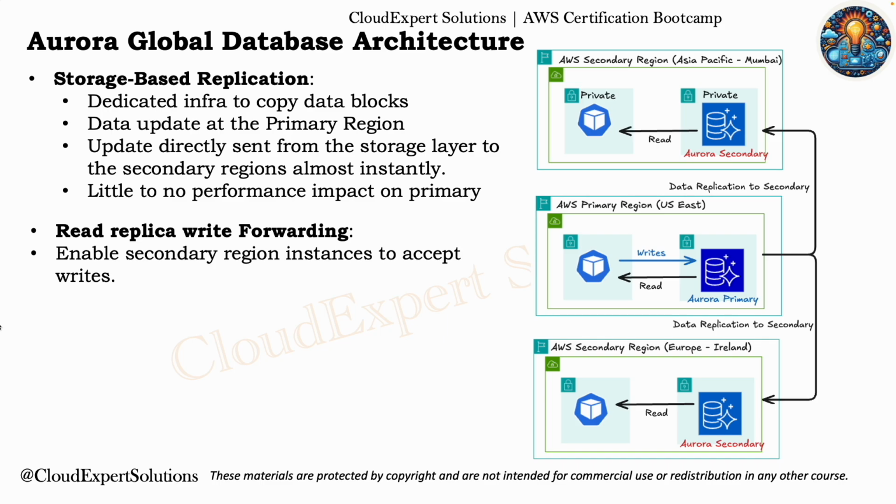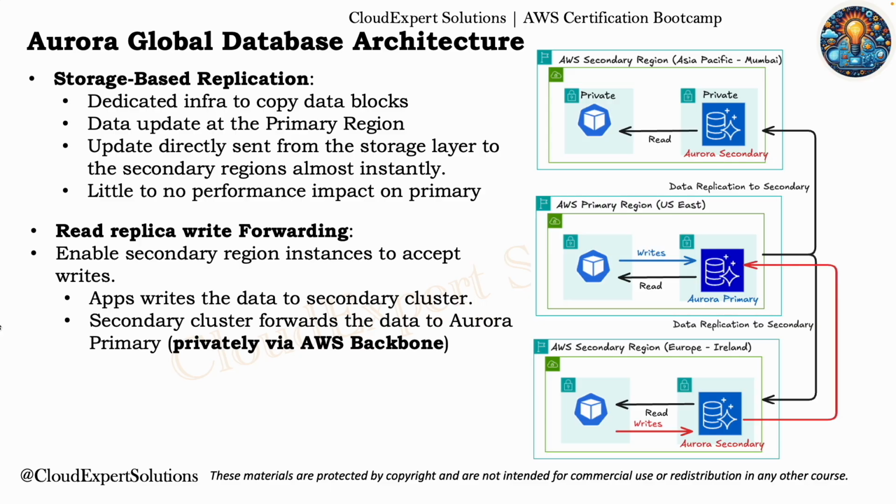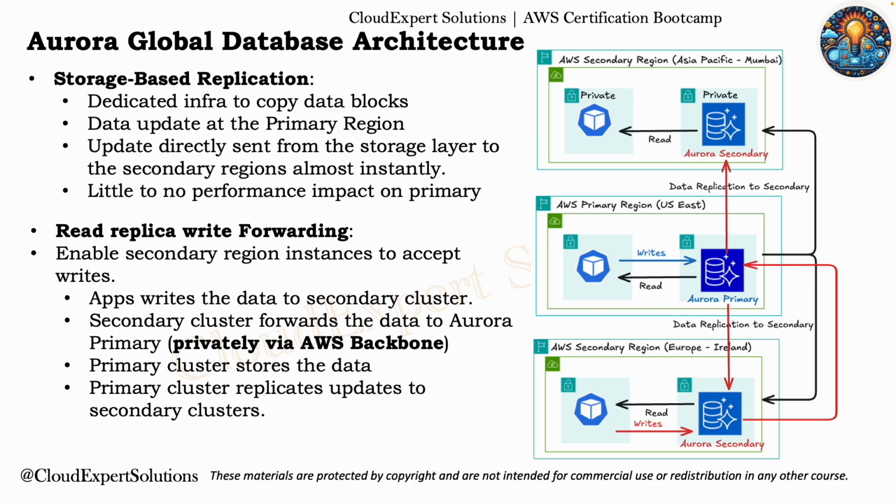With this feature, you can enable a secondary region cluster to accept writes. An application writes the data to the Aurora secondary cluster, and the secondary cluster forwards the data to the Aurora primary cluster using write forwarding. Then the primary cluster will store the data in the database, and then the primary cluster replicates the update to the secondary clusters, and data updates now will be available to all the secondary clusters. And this is the way to use read replica write forwarding to support global writes.